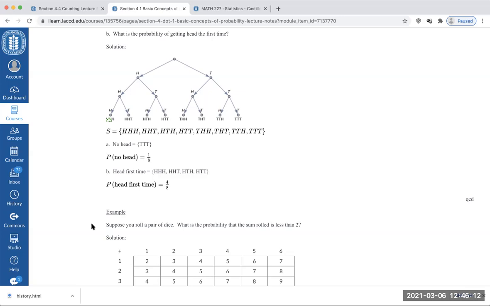Suppose you roll a pair of dice. What's the probability that the sum is less than 2? There would be easier ways to figure that out, because this is a particularly trivial question. But let me show you how to do this problem in general.